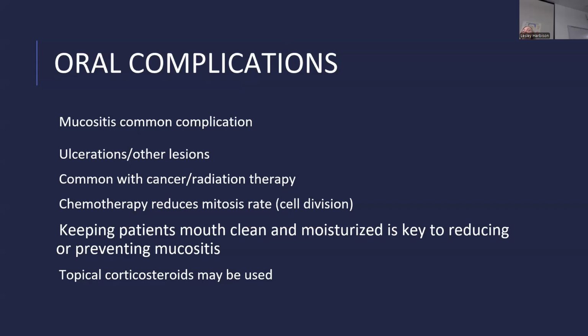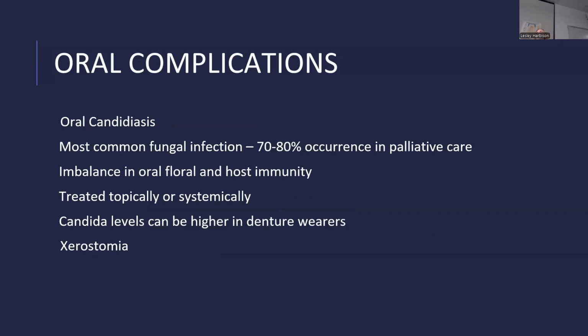Ulcerations or other lesions, common with cancer, radiation therapy. Chemotherapy reduces that mitosis rate or the cell division, and so a lot of times we see mucositis as a side effect of that. Keeping patients' mouth clean, moisturized to prevent, and then topical corticosteroids can be used, but like they're saying, some of the best prevention is just keeping the pH of the mouth balanced, keeping the mouth clean, swishing with the sodium bicarbonate and water mouthwash.